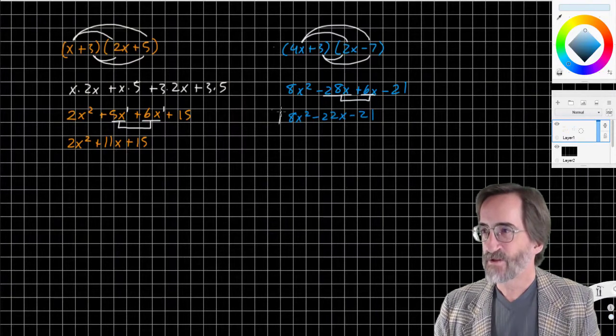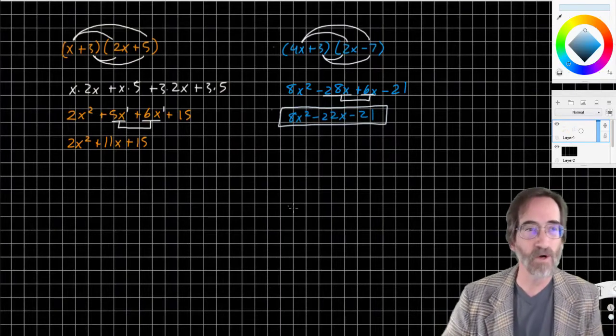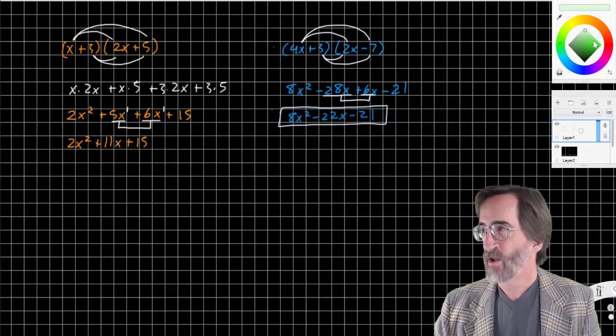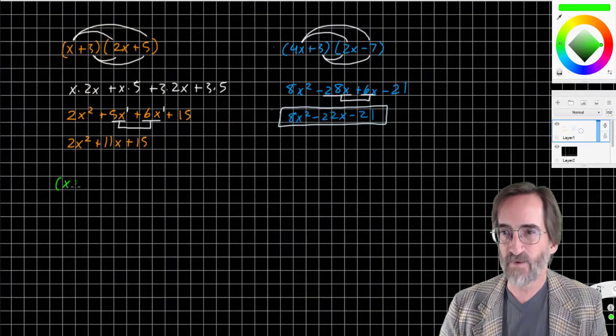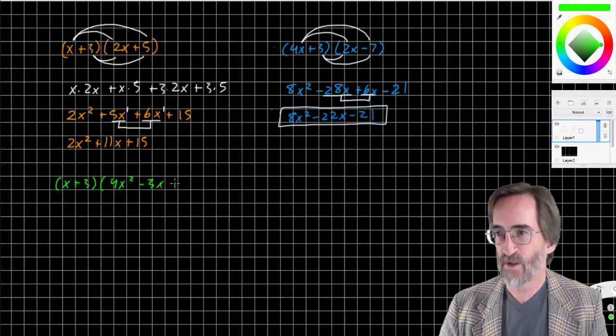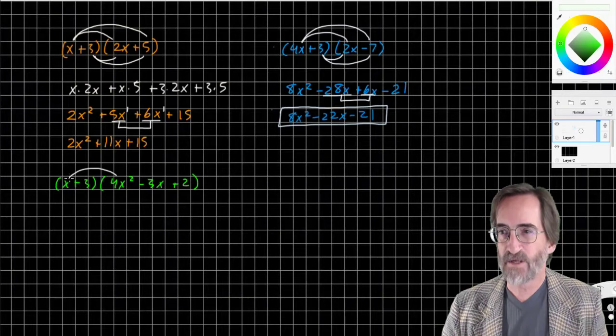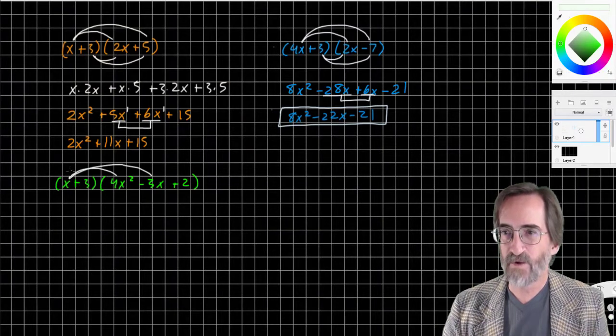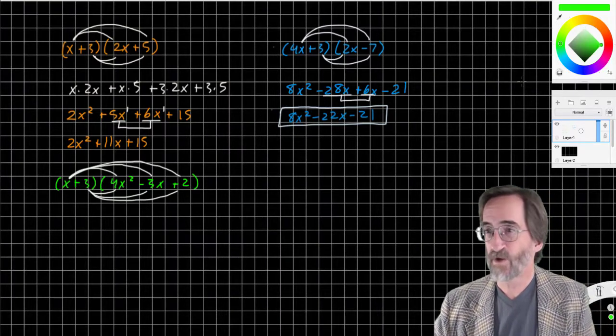Okay, so that's multiplying a binomial by distributing. Okay, and there's one more example I want to show you. This is going to be a binomial by a trinomial. So let's say we've got x plus 3 times 4x squared minus 3x plus 2. Same process applies. I'm going to distribute the x to the 4x squared, to the negative 3x, and to the 2. Then I'm going to distribute the 3 to the 4x squared, to the negative 3x, and to the 2. Not harder, just longer.